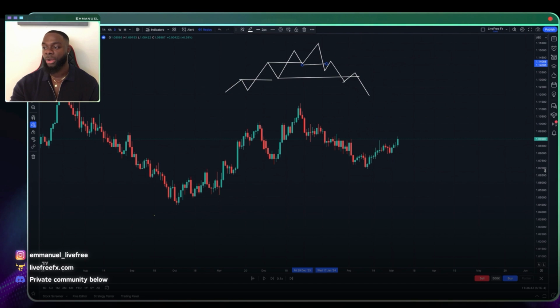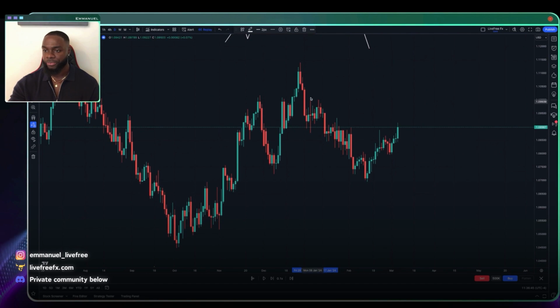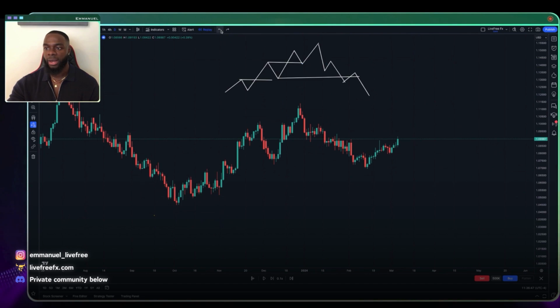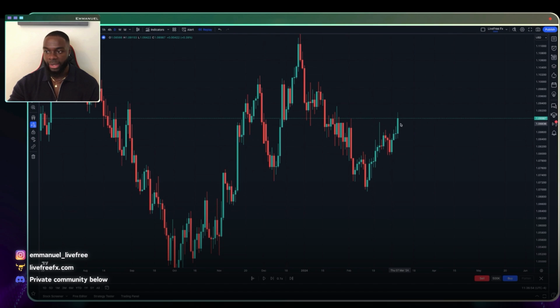So when you're coming into the market, taking a look at this case, let's just remove all of this. Taking a look at Euro right now, we can say that, based on what we see, over the last couple of days, buyers have been dominant.